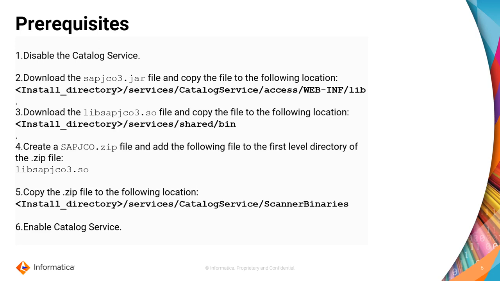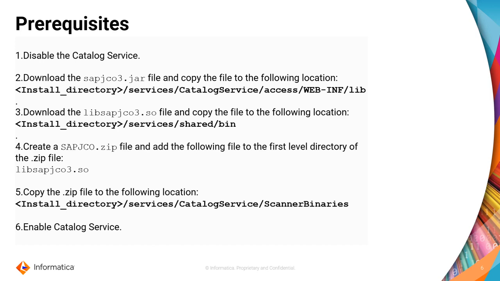We will also download the libsapjco3.so file and place it in two places. One will be the Informatica installer directory, services, shared, bin. Then we will also use it in creating a sapjco.zip file, where we place the libsapjco3.so file as the first level directory, and place it on the server box under the path Informatica installation location, services, catalog service, scanner binaries. Once we have placed all these libraries and jar files, we can enable the catalog service from Informatica Administrator.